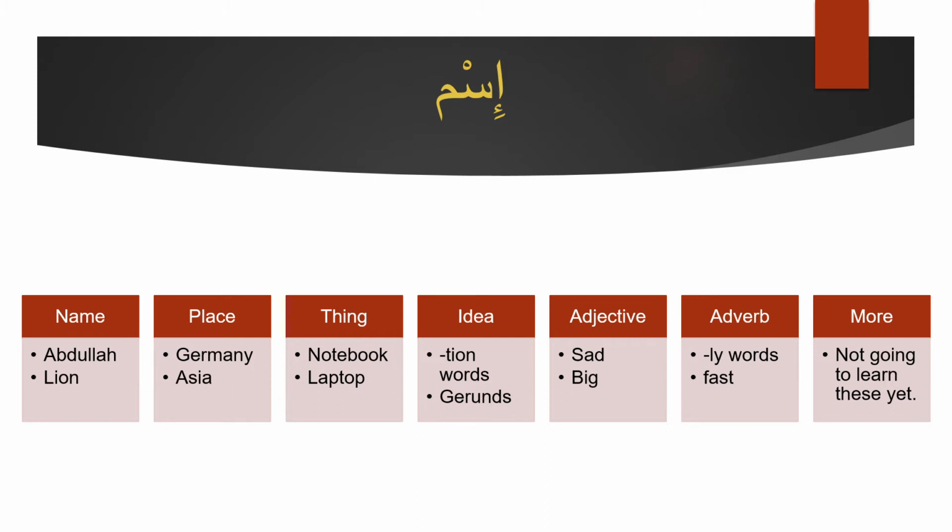Next comes adjective. Again, this is much easier. Idea is the hardest part. If you get idea, you know everything else. Adjective: something that describes a noun. You learned this in your English class. That is a big house. That is a sad girl. This is a white paper. All these are adjectives, colors included. After that, it's the adverbs.